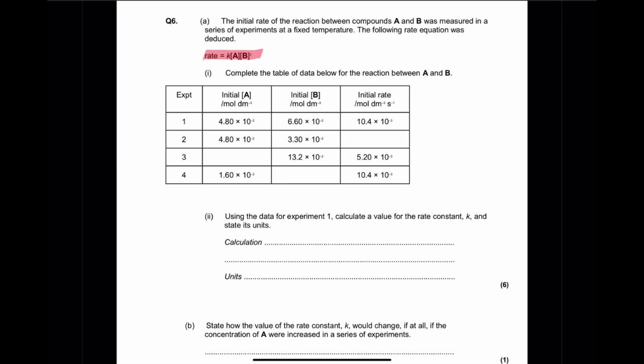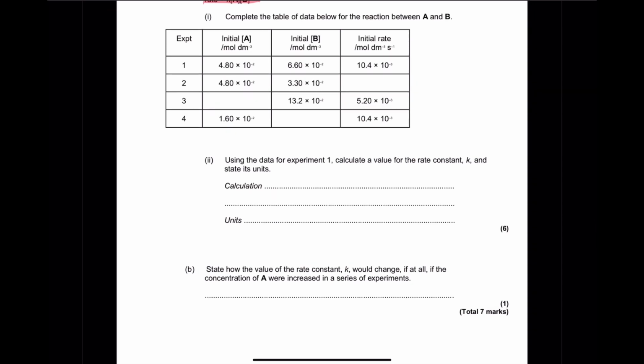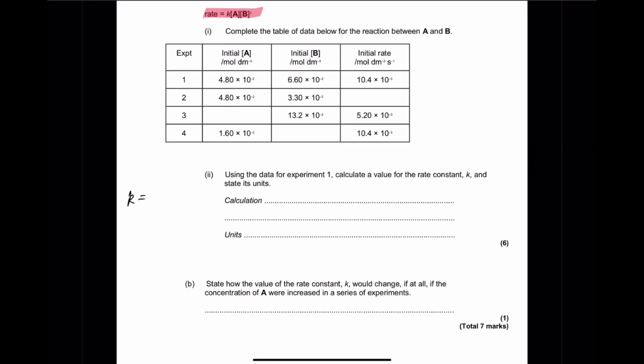In this example, I'd actually advise doing part 2 of the question first, because you need the rate equation in order to answer part 1. I don't know why they've done it like that, but you need to use the rate equation to answer this question. So I do part 2 of this question first. I want to work out K. So K is equal to R over [A] times [B] squared.